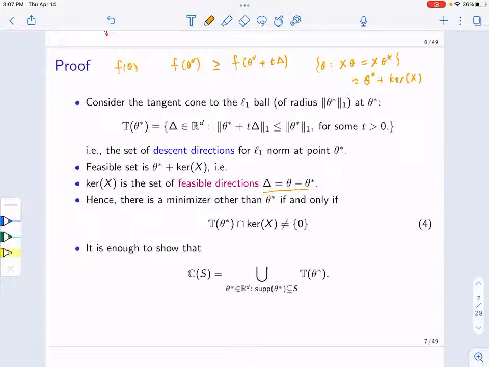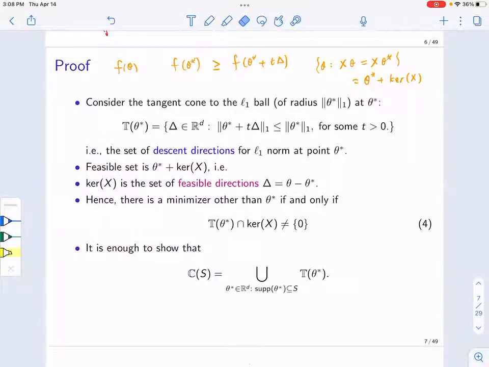So the condition of unique recovery of theta star, if I minimize the L1 norm, is that none of these feasible directions is a descent direction. Hence theta star is the unique minimizer if and only if the intersection is empty. There is a minimizer other than theta star if the intersection is not empty, or it's unique if it's empty. So far, so good. That makes sense.